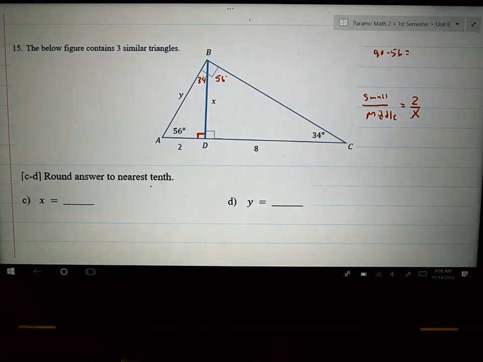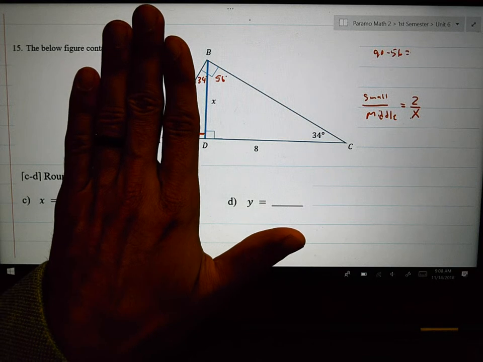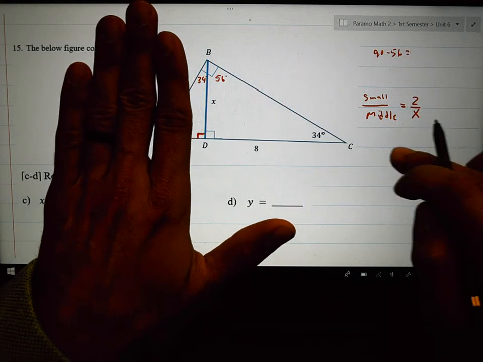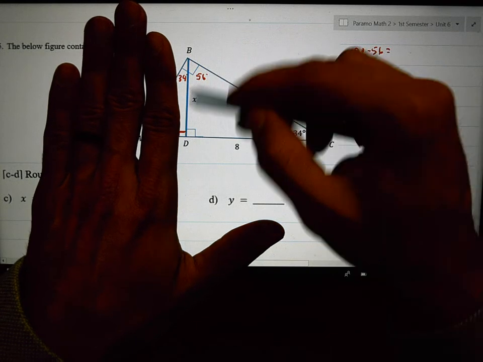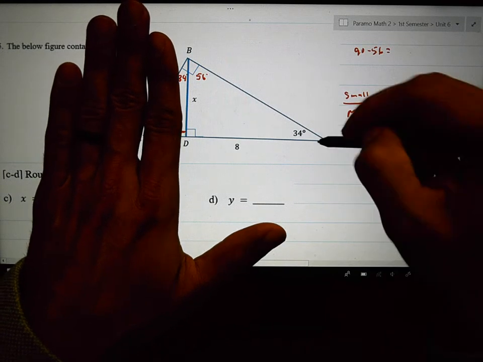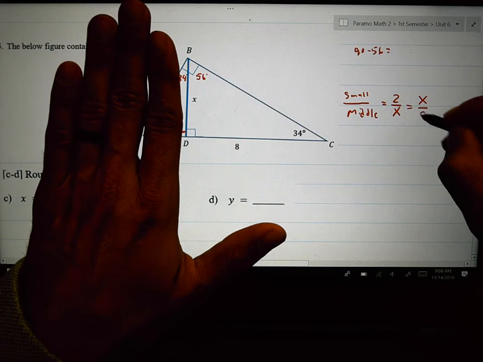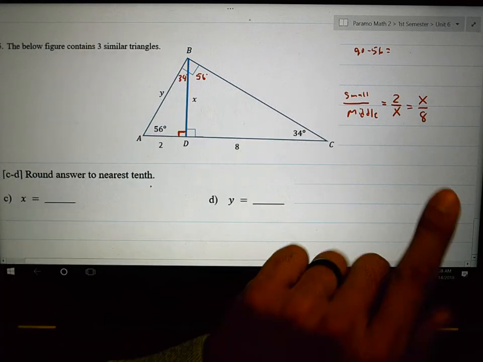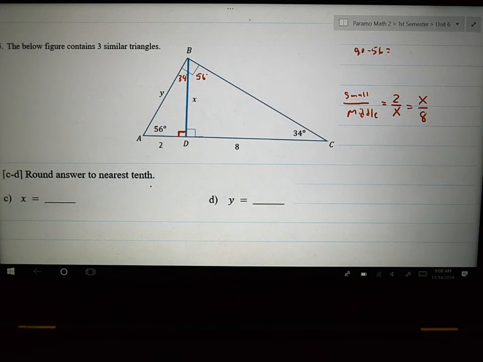And I need to compare that to something. So then I'm going to pick the other triangle. My other triangle, small is, I'm looking at this triangle, the smallest one is x, and the middle one is, yep. Now this looks confusing to some of you, but it can be solved. We've done this before in Math 1. So let's just review. Cross multiply.